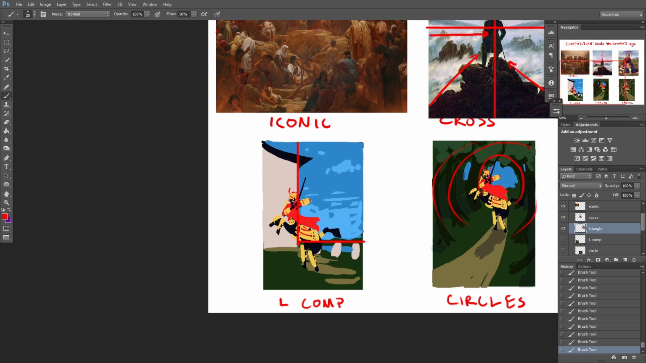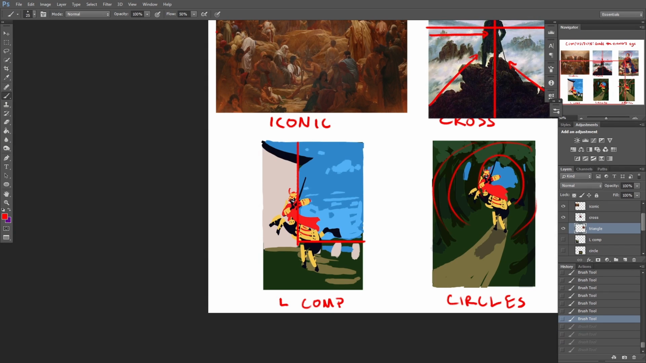The next composition is called an L composition. And an L composition is a good one to use if you have architecture or anything else with rigid structure in your background that's creating shapes for you. It is an internal framing method, so anything that you're putting in the page that is going to basically act as an internal frame. So in this example, we have these strong lines that are leading the viewer to our character.